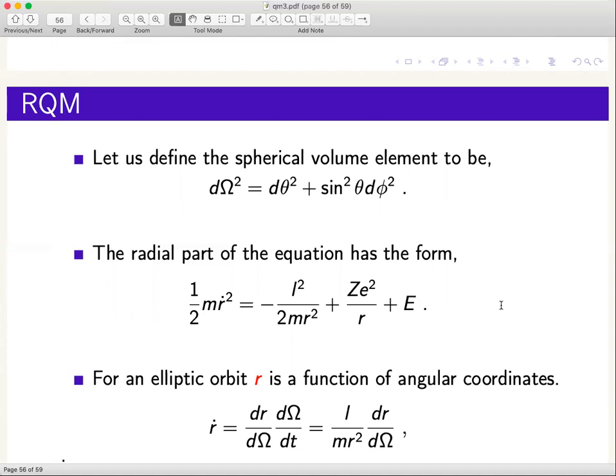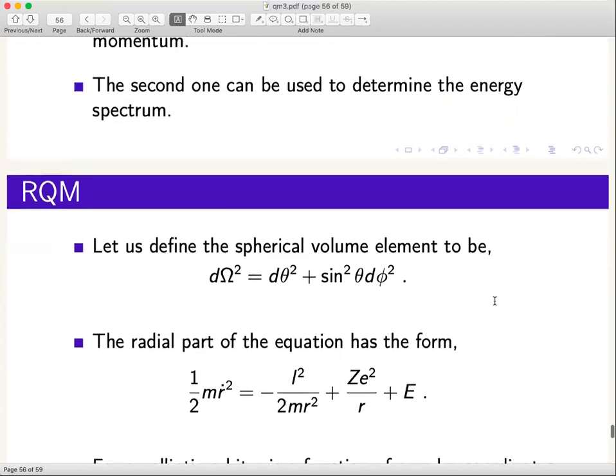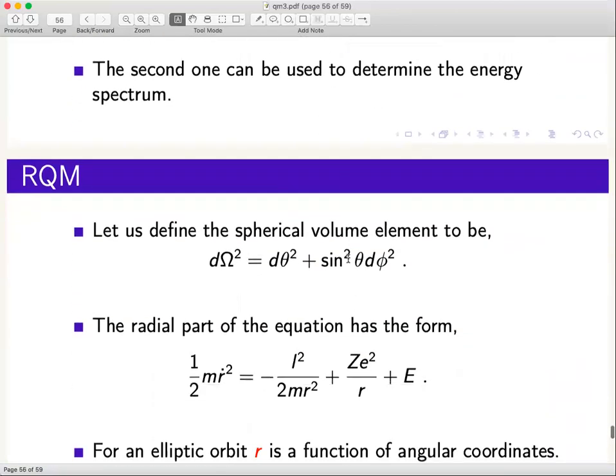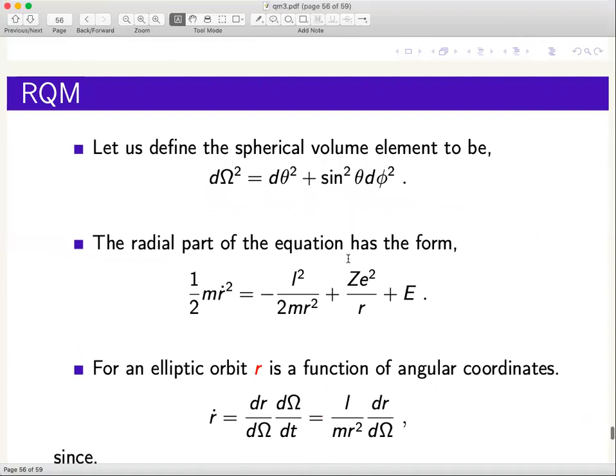So, coming back to the radial part of the equation, we look at this equation and we know that we are looking at orbits which are mostly elliptic. Of course, there are some orbits which are circular. For example, if you take k equal to 0, then that would be a circular orbit. But barring that, most of the orbits are elliptical.